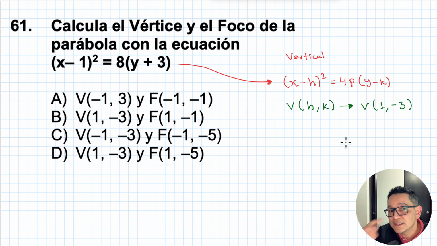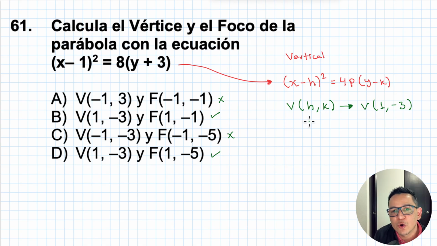Now we have the coordinates of the vertex, so let's see which one it could be. The answer is (1, −3). Not this one. This one, yes. Negative 1, negative 3, not this one. Look, then, it's between B and D. But we still need to find the focus, right? All right, let's go with the focus.